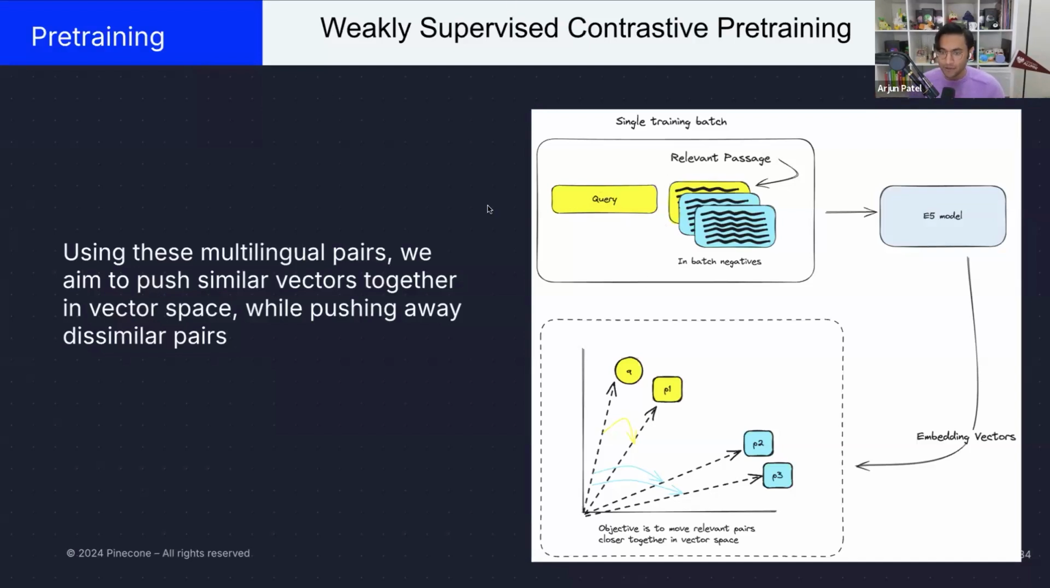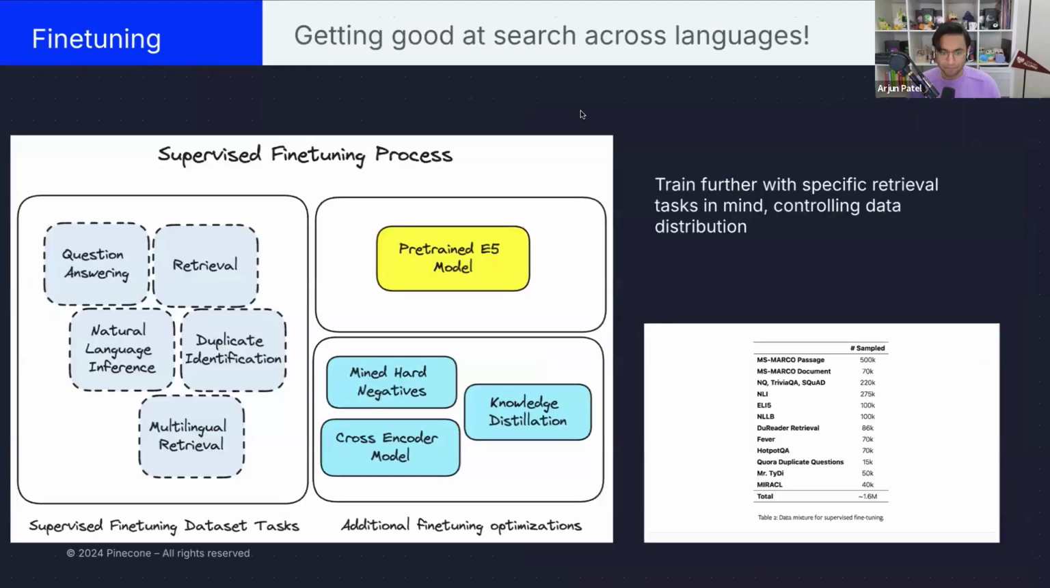And we can see that you'll have some query, you'll have the true relevant passage, and then you'll have a bunch of negative ones, and you'll try to move the query and the true passage close together in vector space while moving the query and all the other fake passages far away in vector space.